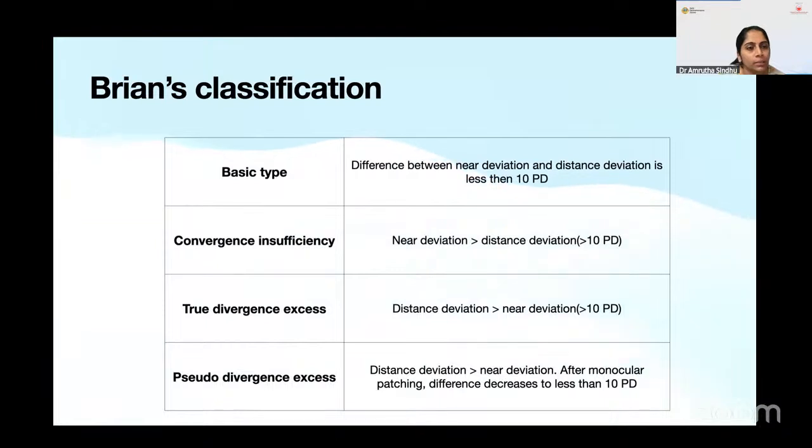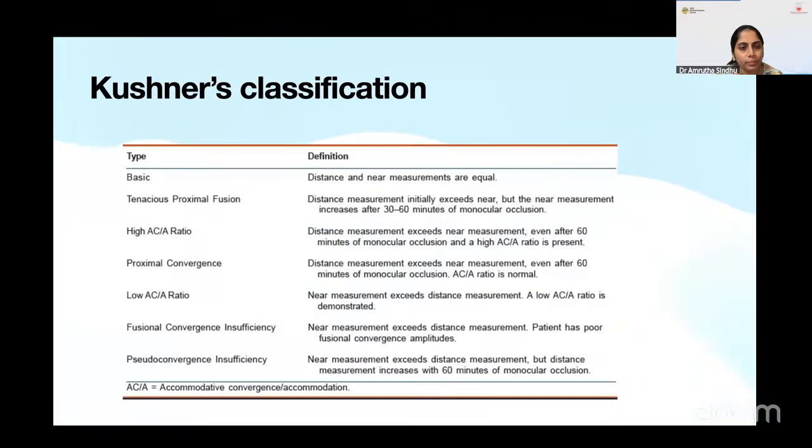Sorry, I have written it as Brian's. It is Burian's classification. Then the other one is the Kushner's classification. Kushner's is also almost similar to that of Burian's, but here we take into account what is called the AC by A ratio. AC by A ratio is nothing but the ratio between the accommodation and convergence. Normally for one diopter of accommodation, there is a certain degree of convergence that has to happen. The normal AC by A ratio is 4 to 6; anything more than 6 we call a high AC by A ratio. So in Kushner's classification, they are basically taking into account this AC by A ratio.